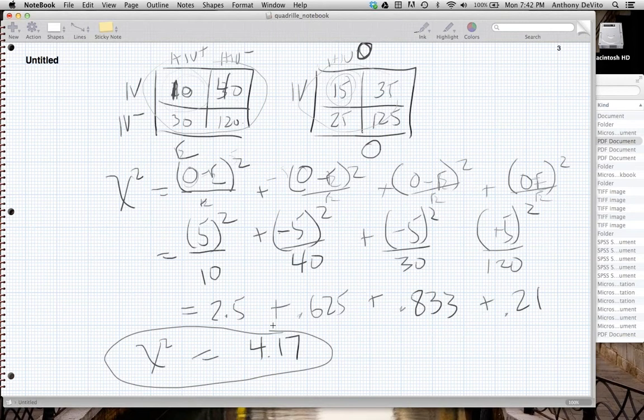Okay, so now where am I going to go to find out whether or not these things are associated? Well, just like everything else, we have a table. We have a statistical table that gives us probabilities for chi-square values of a certain size.